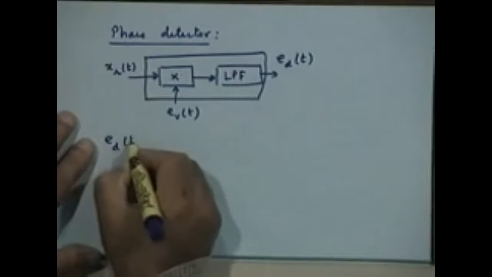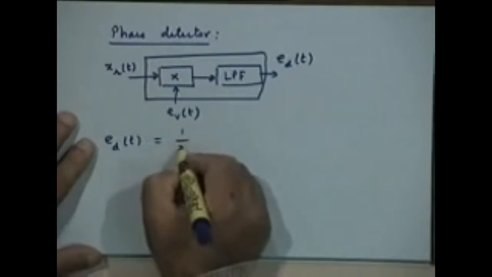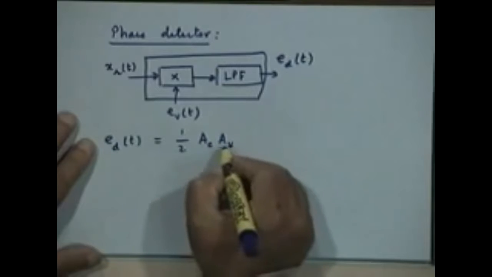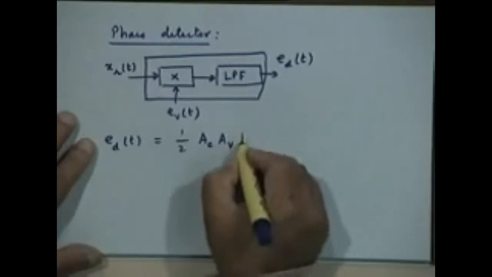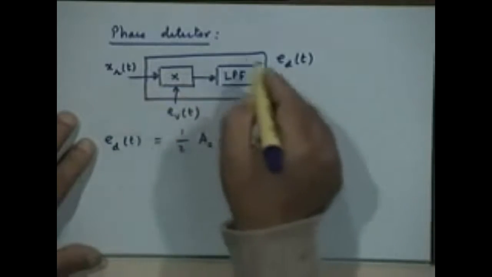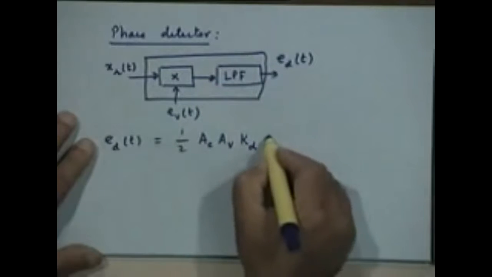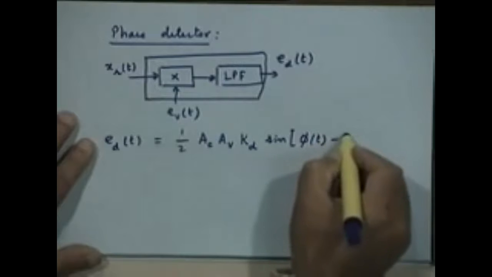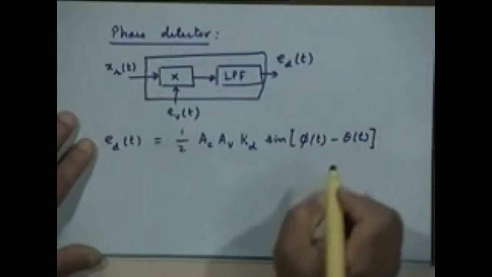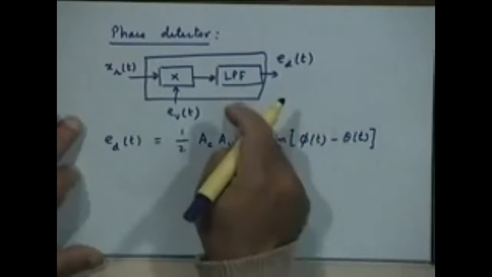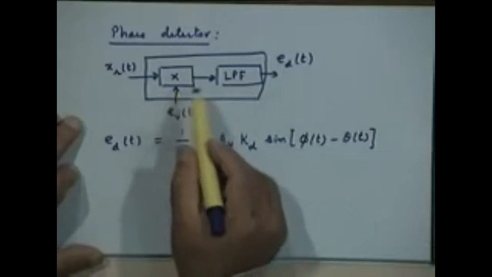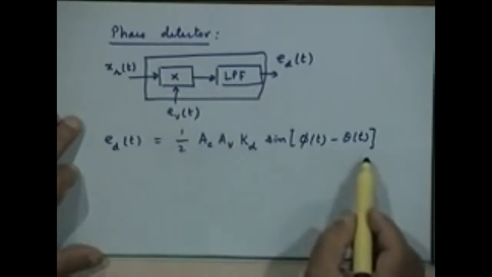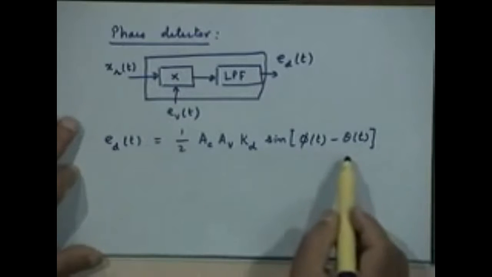Then e_d(t) will be half of A_c into A_b, which are the two amplitudes of the two signals, into a constant k_d, which is a constant of this circuit, into sine of phi of t minus theta of t. You agree with this? So this combination of a multiplier followed by a low pass filter will produce an output which is this.